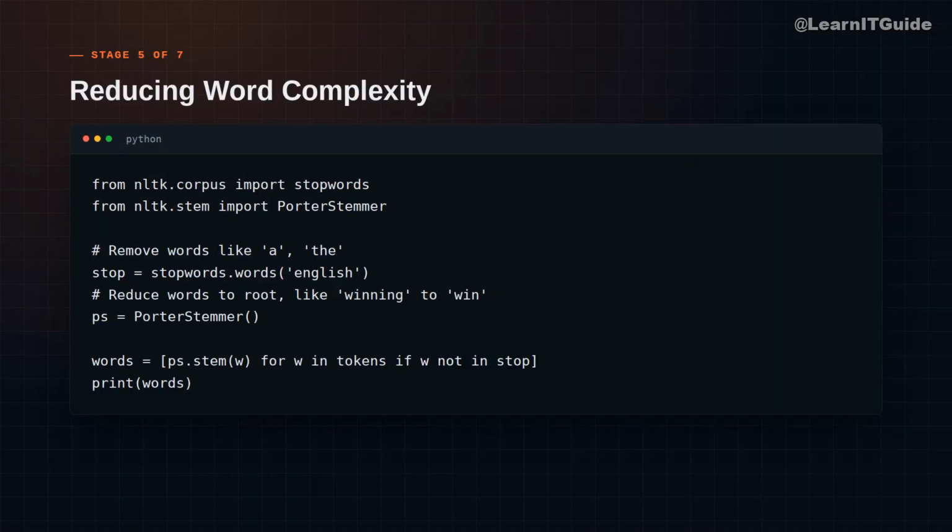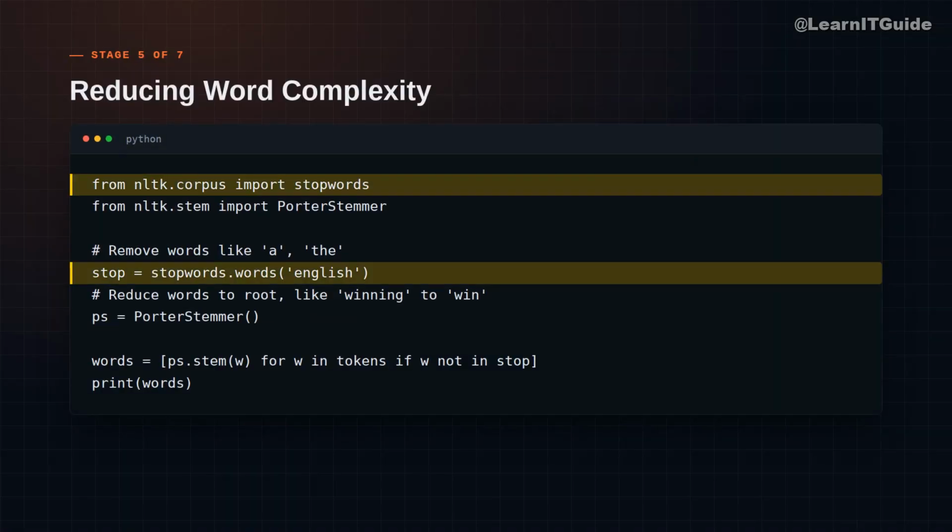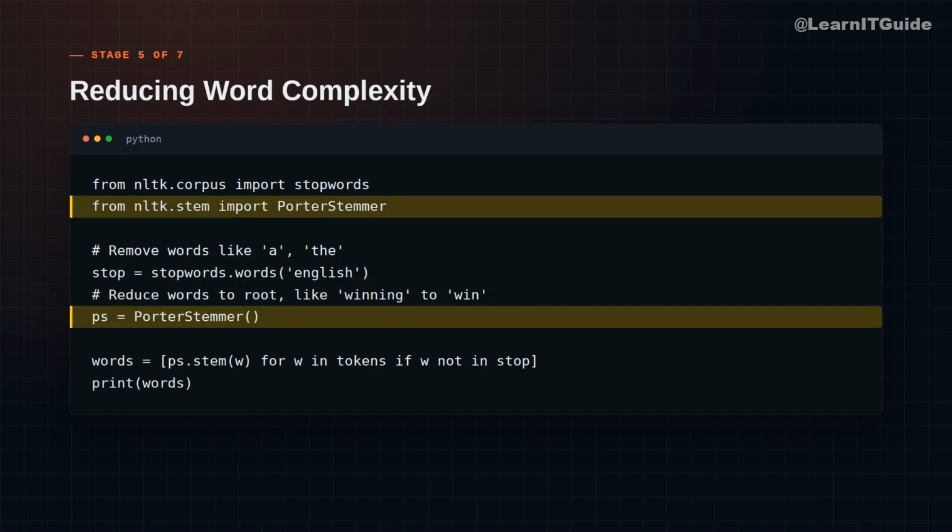Stage 5 is about efficiency. We remove stopwords. These are common words like "the", "or", "is" that carry no classification value. We also use a stemmer to reduce words to their root. Winning becomes win. Winning and winner both become win. This drastically reduces the number of features the model has to learn.